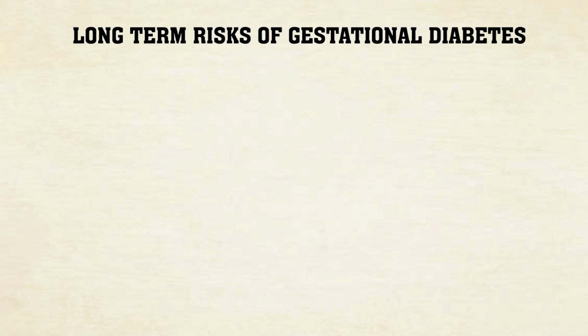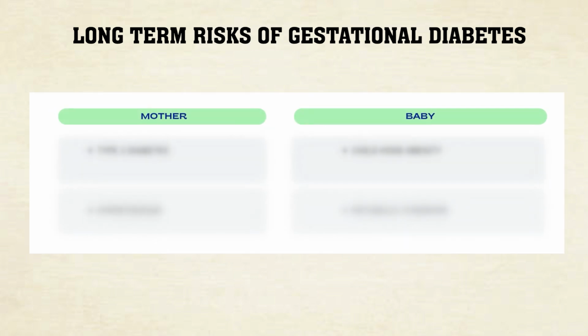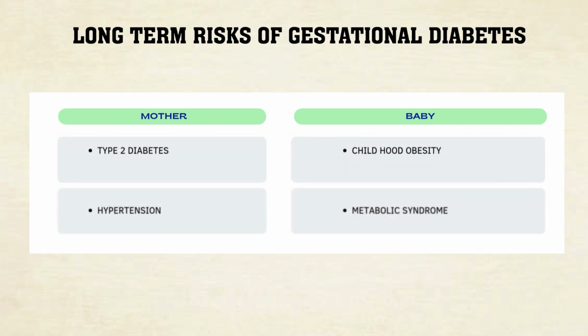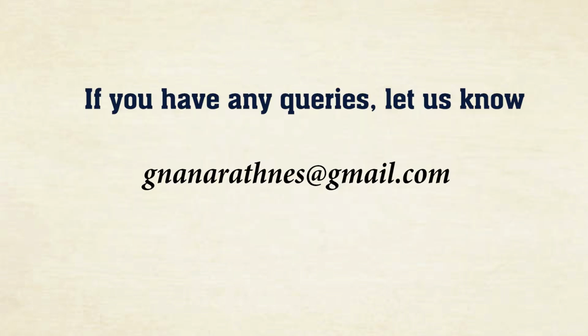Long-term risks of gestational diabetes. GDM doesn't only affect the pregnancy itself. There are long-term risks as well. For mothers, there is a significantly increased lifetime risk of developing type 2 diabetes and hypertension. For the baby, GDM can lead to childhood obesity and an elevated risk of developing metabolic syndrome or type 2 diabetes later in life.